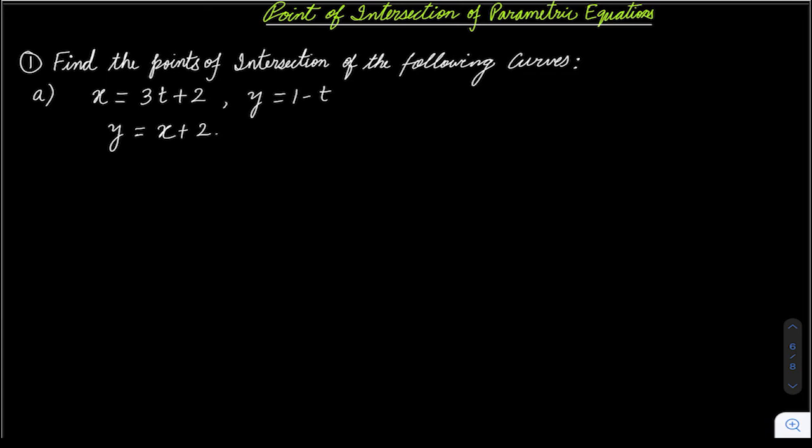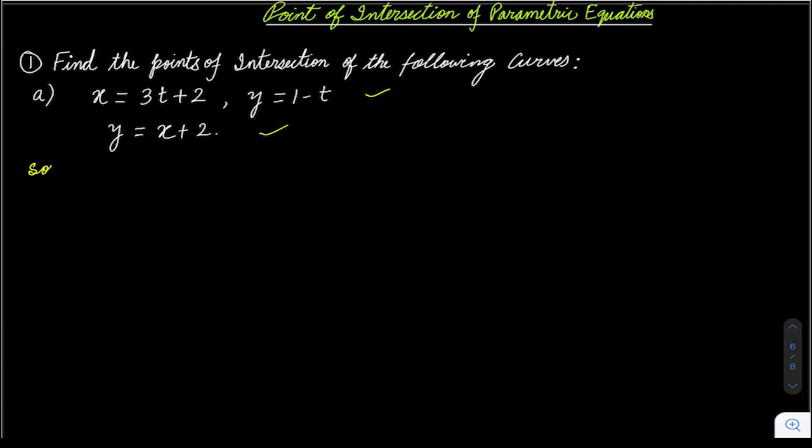So let's see the first question. Find the points of intersection of the following curves. Two curves are given. The first is a parametric equation and the second is a Cartesian equation. If a parametric equation and a Cartesian equation are given, what you have to do is substitute the values of x and y from the parametric equation into the Cartesian equation.